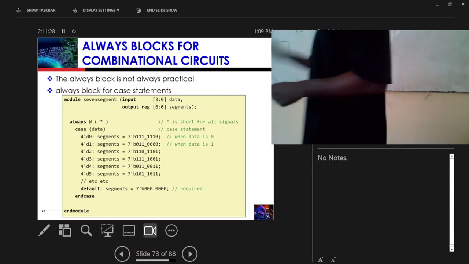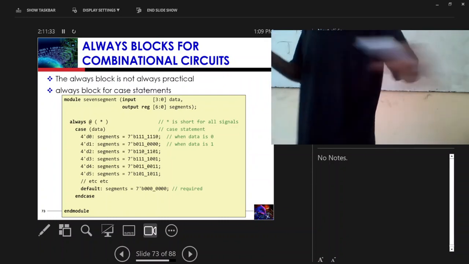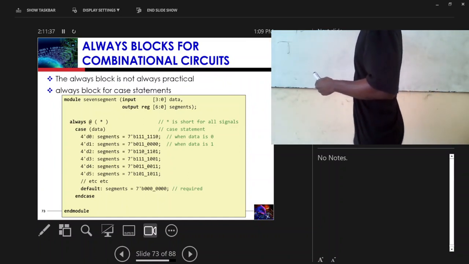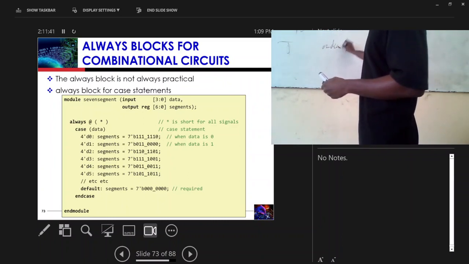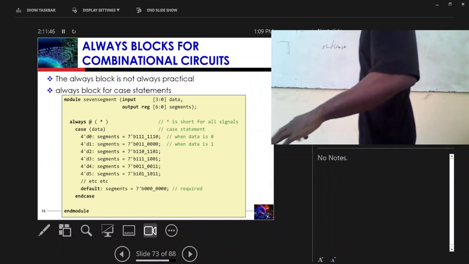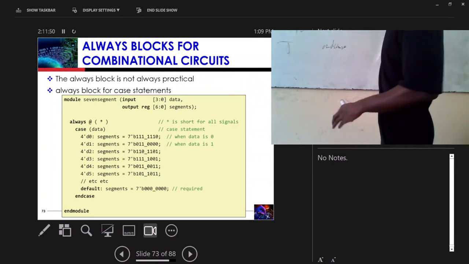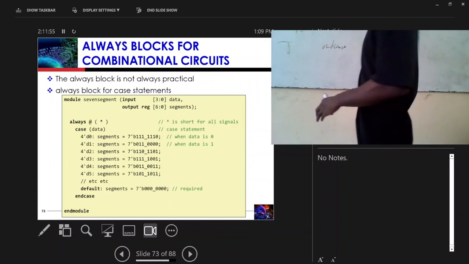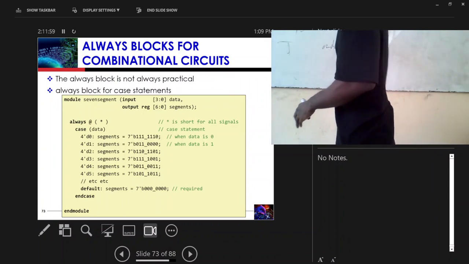So the point with the seven segment display is that you always start with case data, and then probably end case here, and then you start with the value. Data here is 4 bit, so we can take numbers from 0 to 15, right? 4 bits, 0 to 15. So I can start with 4-bit decimal 0.